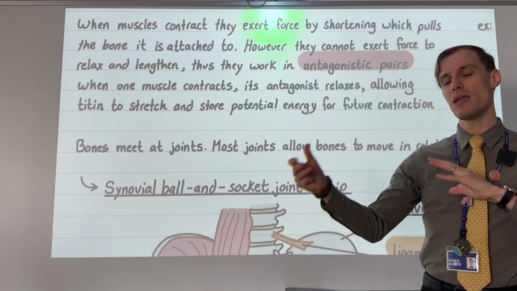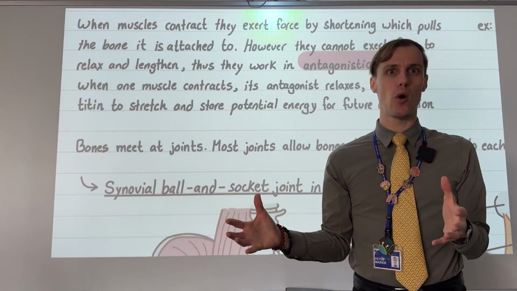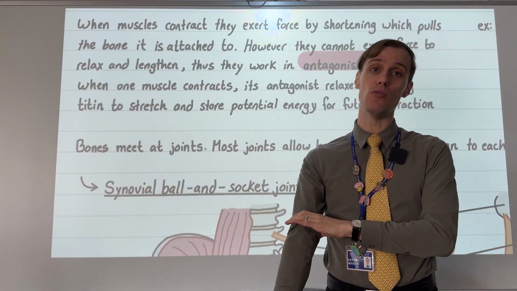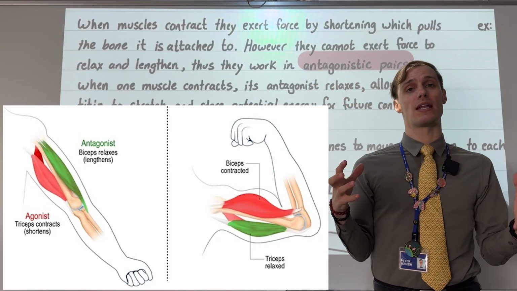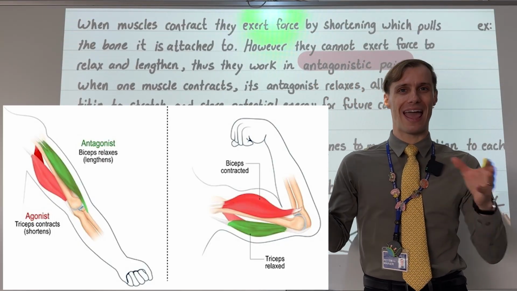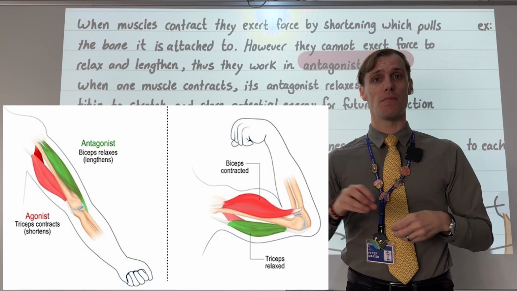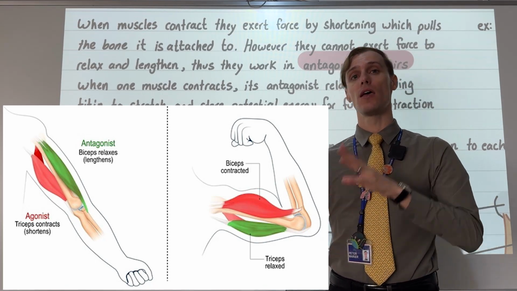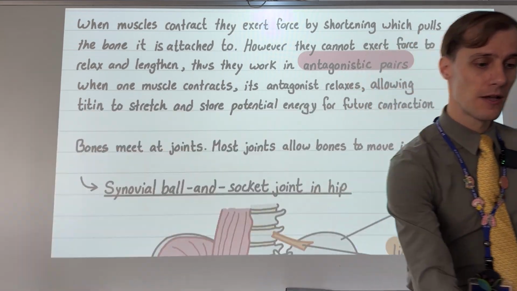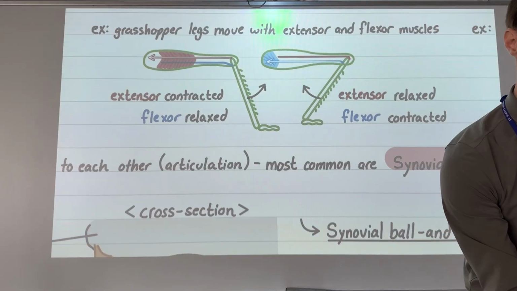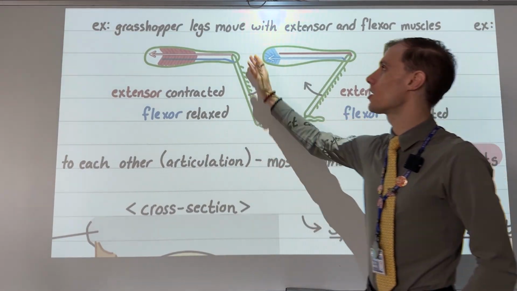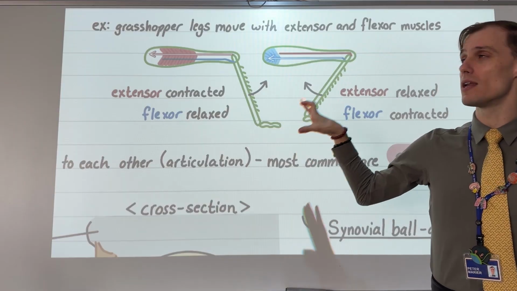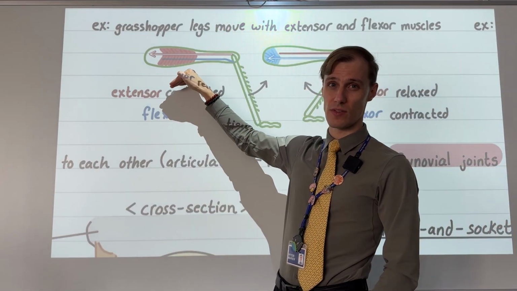So this means that in any type of joint, if I want bones to move, or I want the skeleton to move, I'm going to need two sets of muscles that are going to work antagonistically to each other, meaning when one muscle is contracted, the other muscle is relaxed. So let's look at an example of, let's say, an insect leg, such as in the grasshopper. So here I have an exoskeleton shown in green. The muscles would be inside of the skeleton.